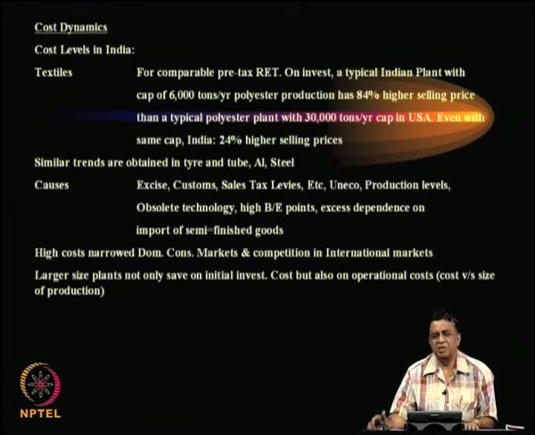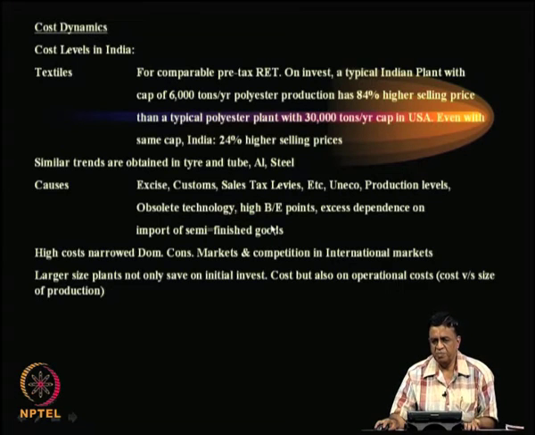The possible causes: our excise duties are higher, similarly customs, sales tax levies, then the uneconomical production levels with which we operate. So, this is what I mentioned, the economies of scale should be kept in mind while operating the plant in the earlier classes.